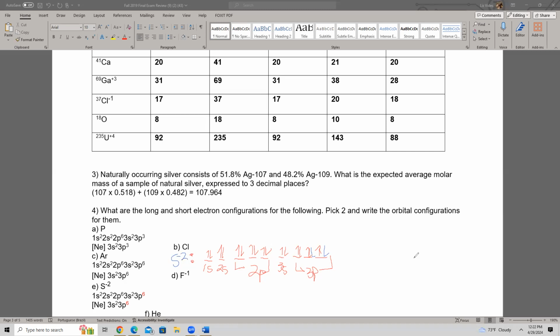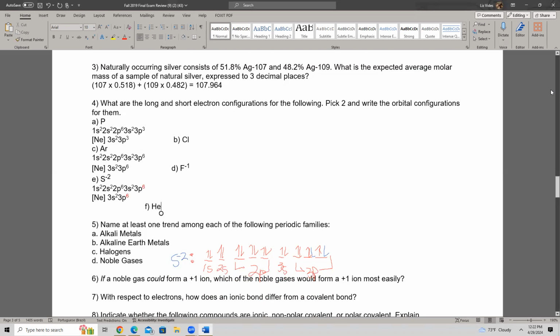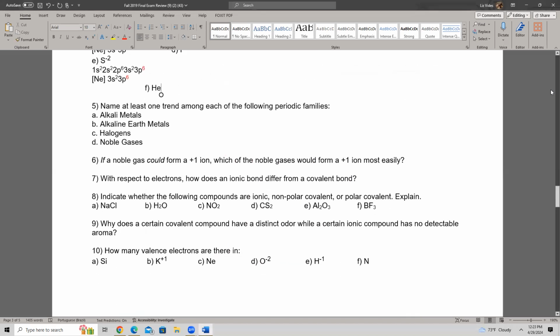So we did all of that. We did long, short, and the orbital diagrams. And if it came back to you, that's good, because that is what we aim to do, for it to be a refresher, right? So we want that. Okay, I need to change that because otherwise it'll just keep on traveling with me. All right, according to this, it says name one trend among each of the following families.